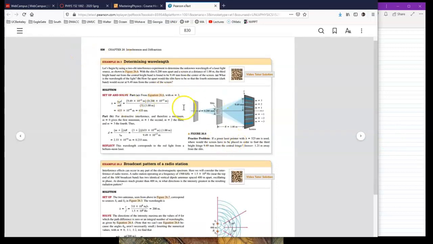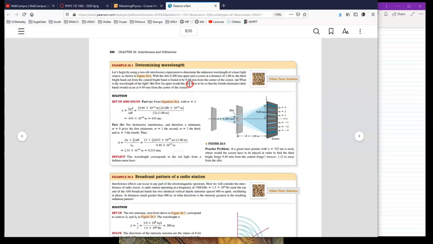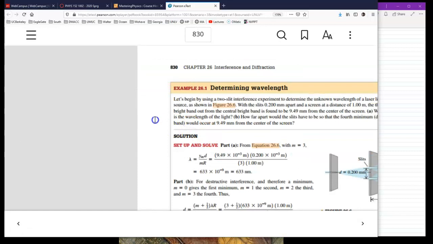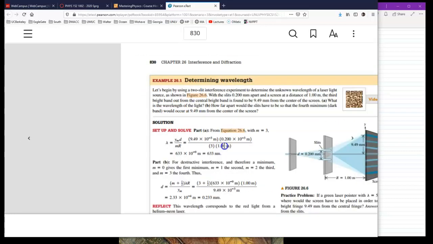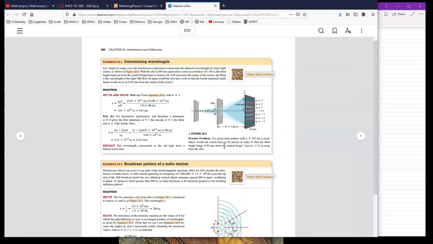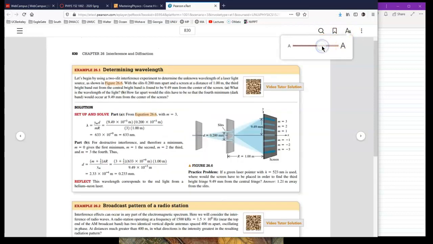Here it is right here. I don't know if I can magnify it with my hand a little bit. Whoops. I messed it up. Sorry. There we go. Oh, I can't do it. Let me try it again. Oh, here I can magnify it. Here, this place, I think. There we go. Okay. It says, let's begin by using the 2-slit.